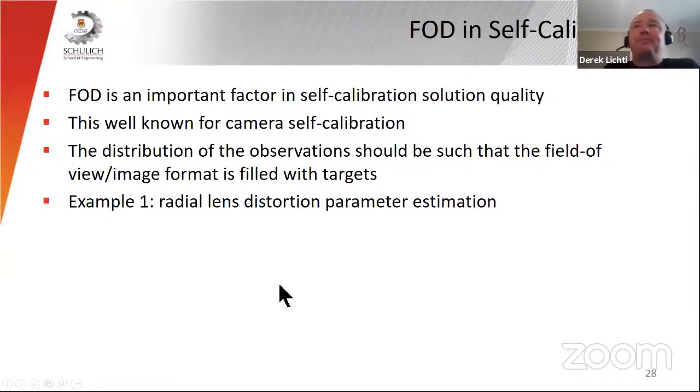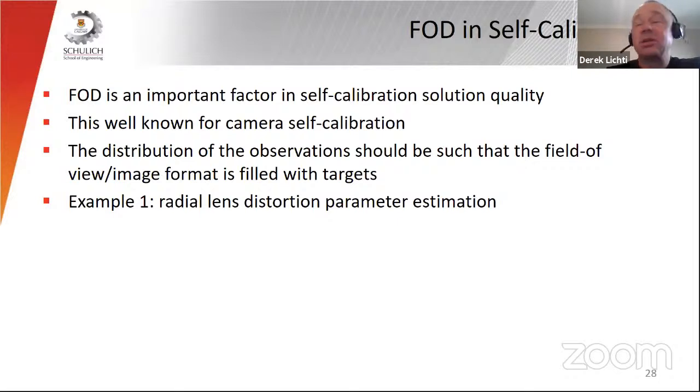Okay. Now, first order design is, of course, an important factor that influences the solution quality, and this is known very well from self-calibration of cameras, where there are a number of well-known design measures that should be utilized in a network for camera calibration. One of those is that we want to try and fill the format completely with targets or with observations. And I'm going to illustrate the importance of that with a simple simulation.